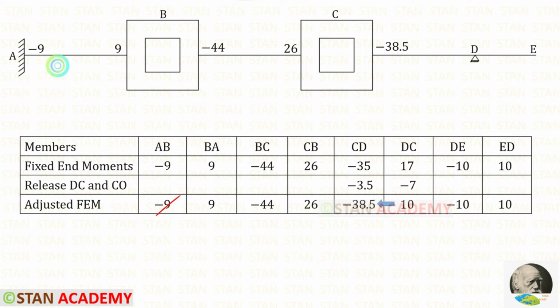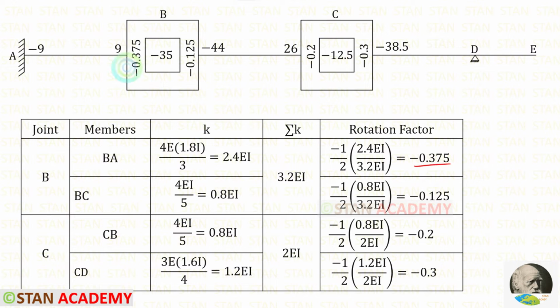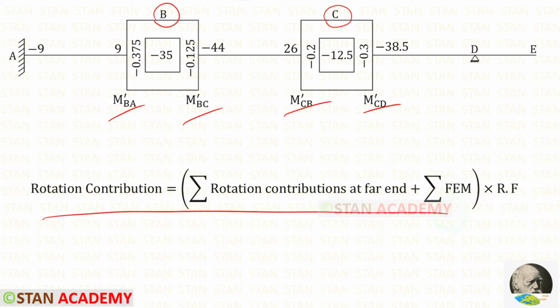Now let us enter the fixed end moments. In the joints we have to add the fixed end moments. When we add these two values we will get minus 35. And when we add these two values, we will get minus 12.5. Now let us enter the rotation factors. In Kani's method, in the joints, we have to find the rotation contributions. Using this formula, we can find the rotation contributions.